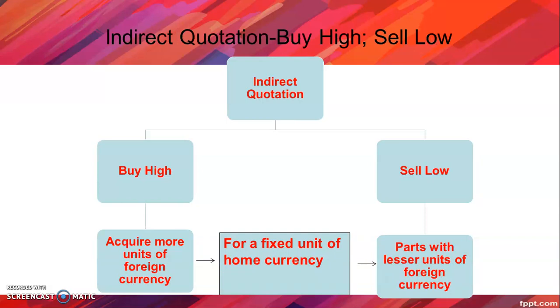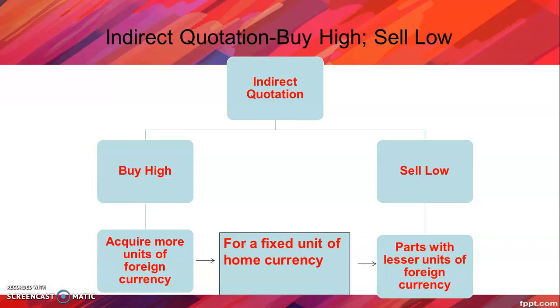Then next one, indirect quotation: buy high, sell low. This type of quotation, which gives the quantity of foreign currency per unit of domestic currency, is known as indirect quotation. For a fixed unit of home currency, the bank would acquire more units of foreign currency while buying and part with fewer units of foreign currency while selling. Taking the orange trader as an example, if for rupees 100 he gets 50 oranges from his suppliers, and for the same amount of rupees 100 he sells 40 oranges, he would make profit.